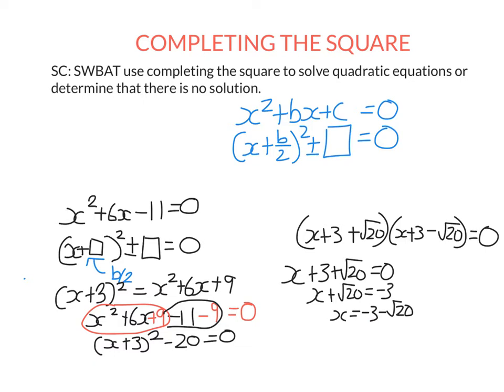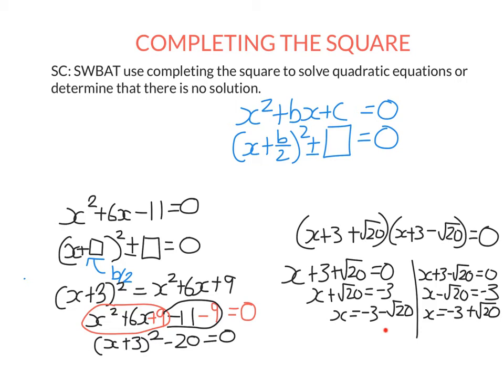So the other solution, if the second bracket is equal to 0, we're going to do something very similar. We're going to first subtract 3, and then we're going to add root 20 to both sides. So the second solution is minus 3 plus root 20. So this is exactly the same set of solutions I would have obtained using the quadratic formula.